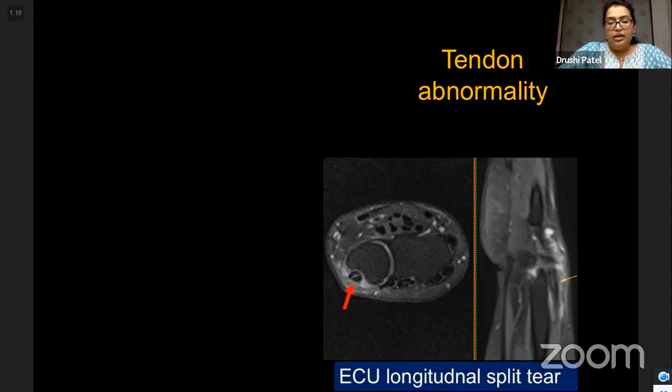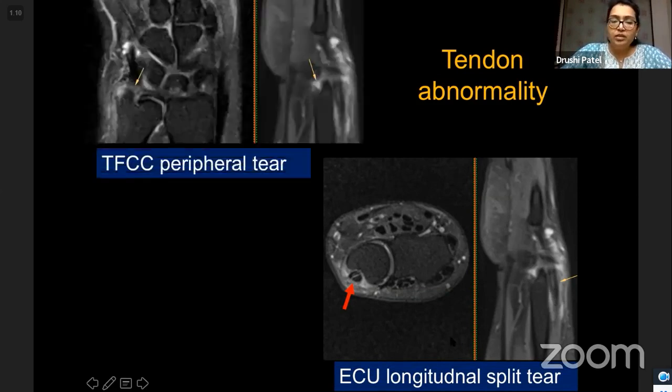Just like anywhere else. Here, this is an ECU, extensor carpi ulnaris, longitudinal split tear at the level of the distal radius. When you see this kind of tear, as I said earlier, it is important to look for the TFCC and associated TFCC tears. Since the ECU sheath also receives its fibers from the TFCC, they are likely to tear in conjunction.